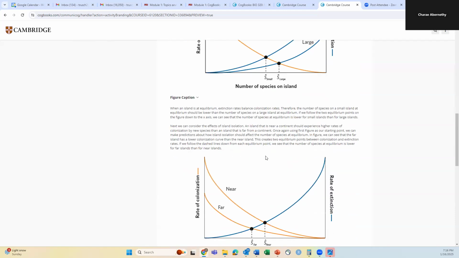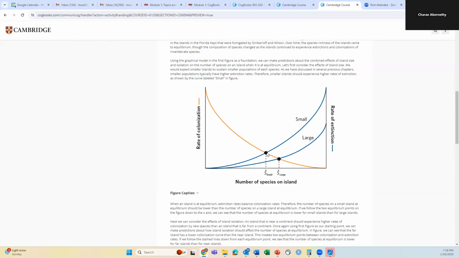Does that equilibrium mean that it's stable, so nothing is happening in either direction, or are the rates happening at the same time, like the colonization and extinction are happening simultaneously, or it just has stabilized out? I'm a little confused on that.